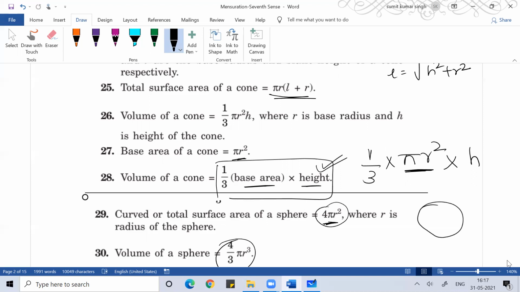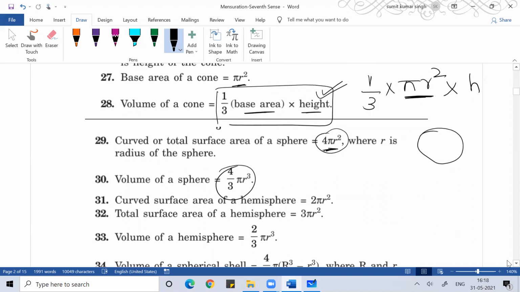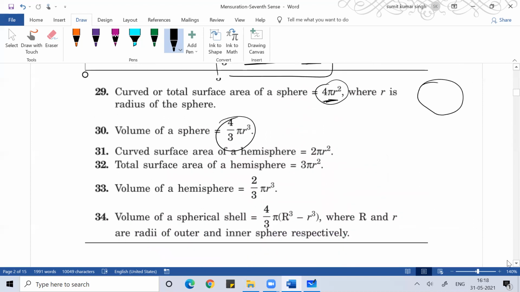There's nothing called lateral surface area in case of sphere. In case of hemisphere, we will have lateral surface area and total surface area. So lateral surface area of hemisphere would be 2 pi r square, whereas the total surface area of hemisphere would be 3 pi r square. I already discussed that part. So 2 pi r square is the curved surface area or lateral surface area of hemisphere, and total surface area of hemisphere is 3 pi r square. Then volume of hemisphere is 2 by 3 pi r cube.